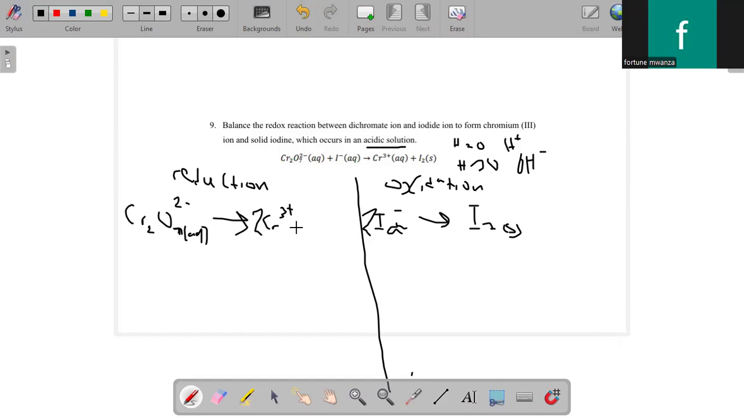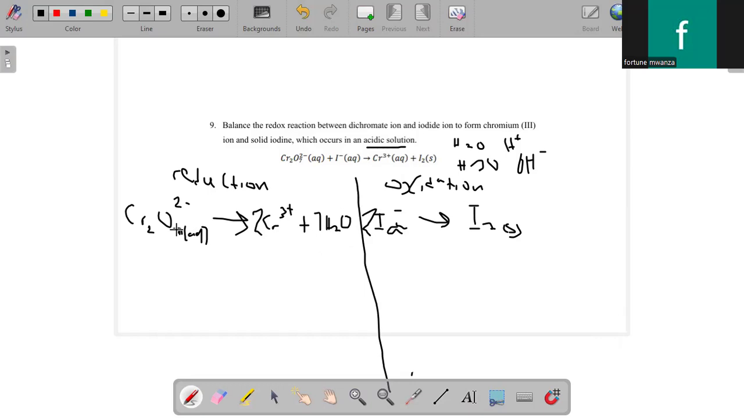How do we balance oxygen atoms? By adding water molecules. So we want 7 oxygen here, so we are going to add 7 water molecules, so that we have 7 oxygen on the products and 7 oxygen on the reactants. So oxygen is balanced.